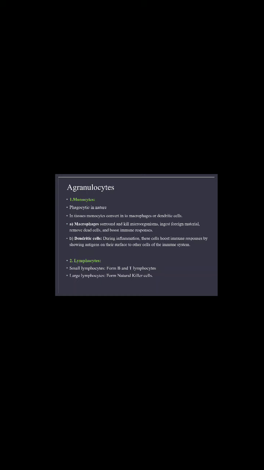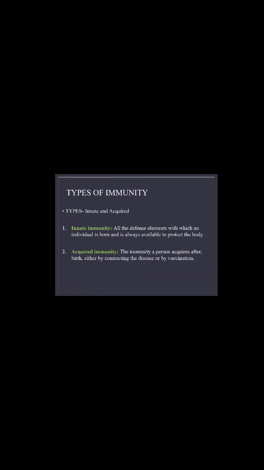And lymphocytes, B lymphocytes and T lymphocytes, we are going to study in detail. Now, types of immunity. Immunity is also of two types, innate and acquired. Now, what is innate immunity, children? See, there are so many viruses and bacteria all around in our surroundings, but we do not get infections. Why? Because of the innate immunity.